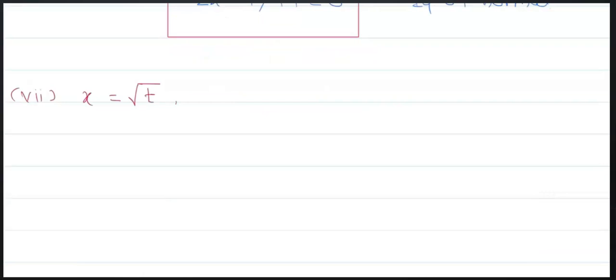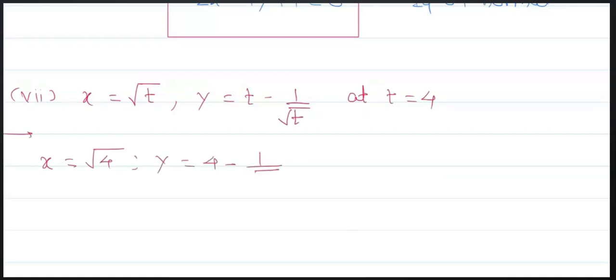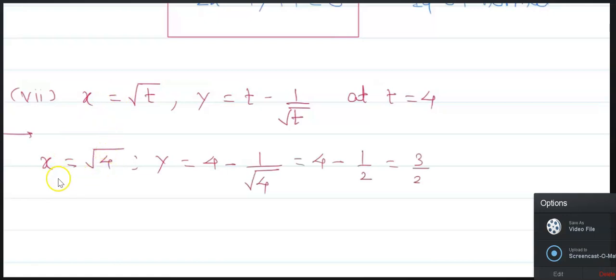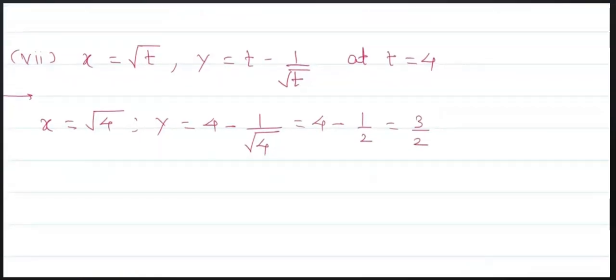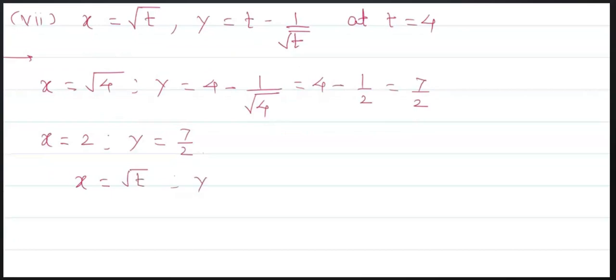Now the next is problem number 7. That is x is equal to root t and y is equal to t minus 1 upon root t at t is equal to 4. Now we will find out the values of x and y. X is equal to root of 4. Y is equal to 4 minus 1 upon root of 4, that is 4 minus 1 upon 2, that is equal to 7 upon 2. X is equal to 2 and y is equal to 7 upon 2.